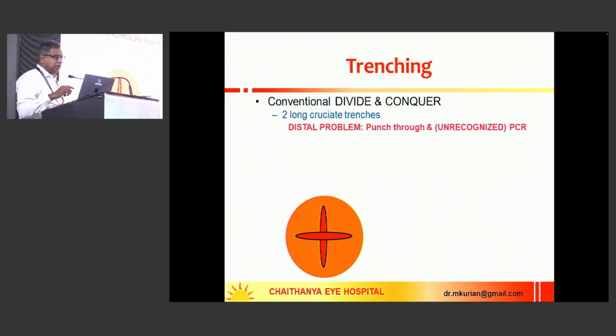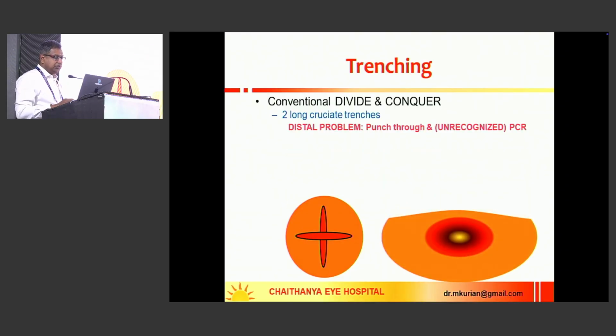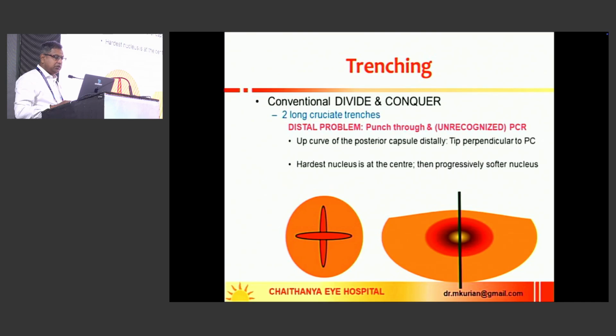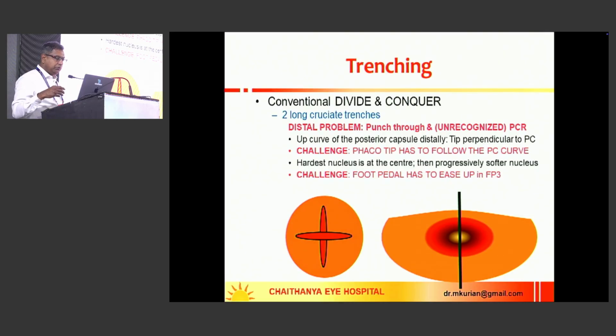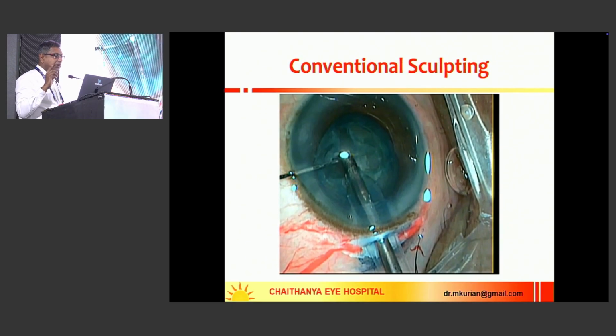Conventional trenching is to create these long cruciate incision trenches, but the problem is in the distal portion. As long as you are up to the midline, there is no problem because you are parallel to the posterior plate, the posterior capsule. Crossing the midline hits the posterior capsule, and that is where the challenge is, because you have to make the phacoprobe follow the curve and go up. The hardest nucleus is in the center, and as you cross the center, your foot pedal has to ease up.